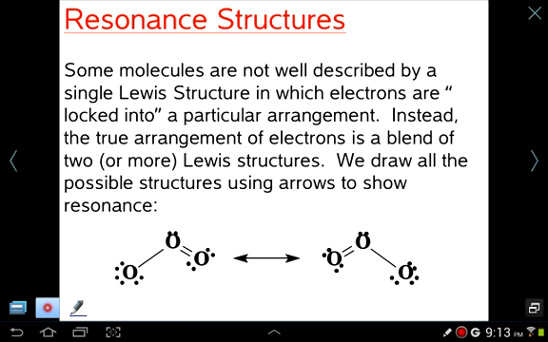For example, in this case, you have a single bond on the left side and a double bond on the right. But you could just as easily have written the double bond on the left and the single on the right. So which is it? The truth is it's actually a combination of both. And we're going to draw both structures and then use a double-headed arrow between them to show that the true structure is actually a combination, a blend, or an average of the two.